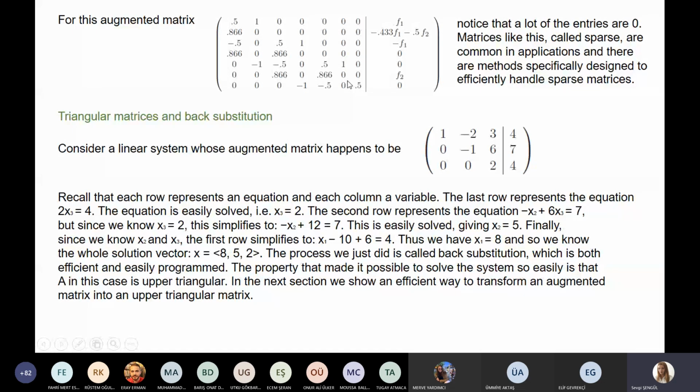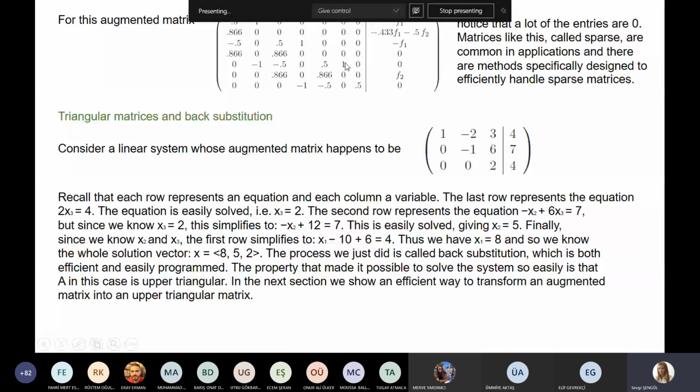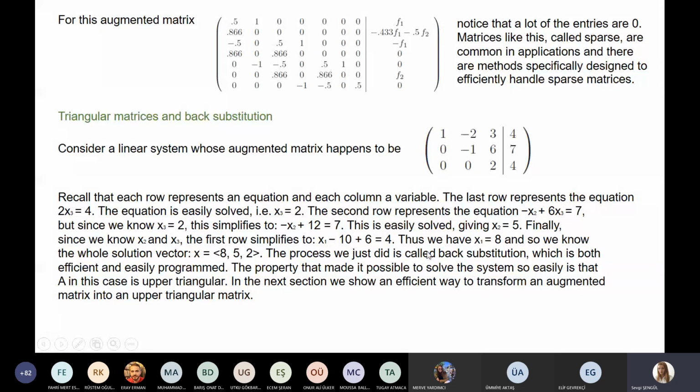For this kind of augmented matrices, most of the time there will be lots of zeros, and this is what we call a sparse matrix, okay? In applications in general, you will have this kind of matrices. And in these ones, you don't want to spend your time with lots of zeros. You want to focus on the non-zero entries, and there will be different methods to do that. But now let's remember the triangular matrices and the back substitution.